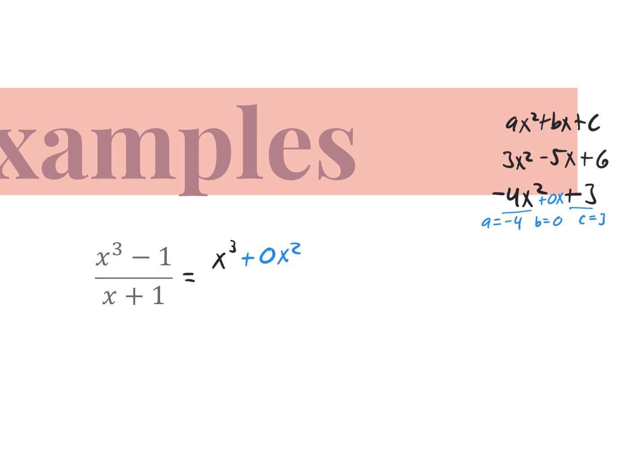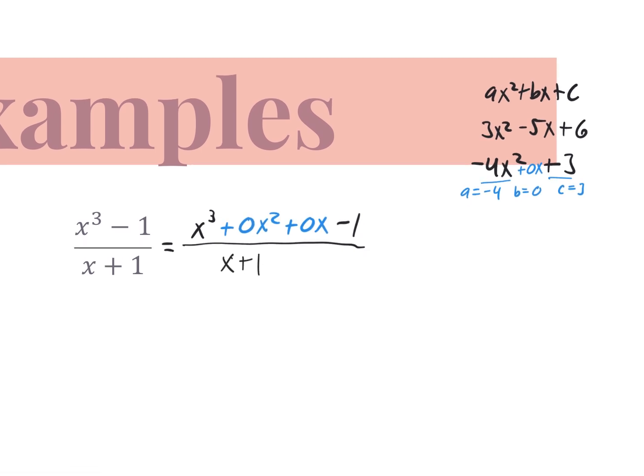And I'm going to do the same thing for the term after that. After x squared is 1x, so I'm going to write plus 0x, and then that minus 1 that we had originally is going to go back. And then on the bottom, we just have our x plus 1. So this actually makes long division a little bit easier, and you're going to see why.